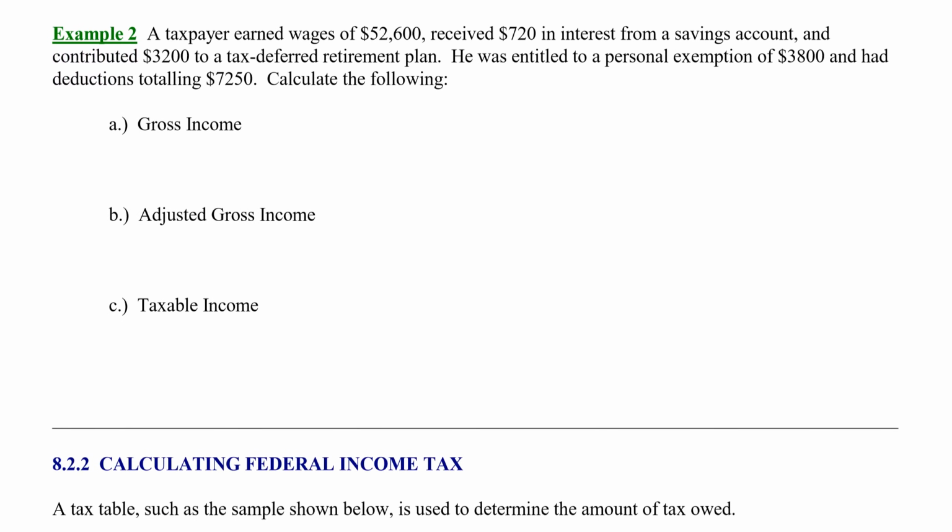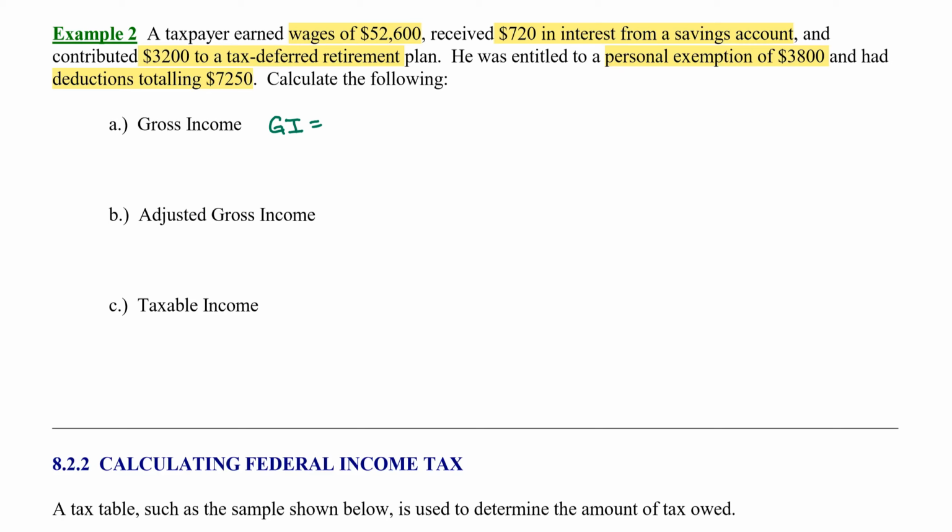Example 2. A taxpayer earned wages of $52,600, received $720 in interest from a savings account, contributed $3,200 to a tax-deferred retirement plan. He was entitled to a personal exemption of $3,800 and had deductions totaling $7,250. Calculate the following. We'll begin with his gross income.